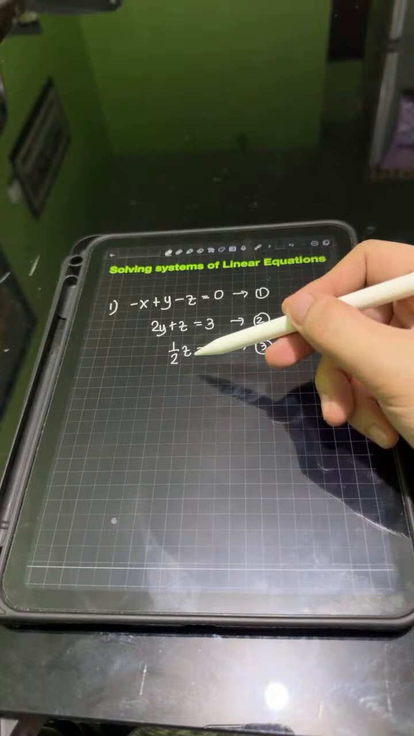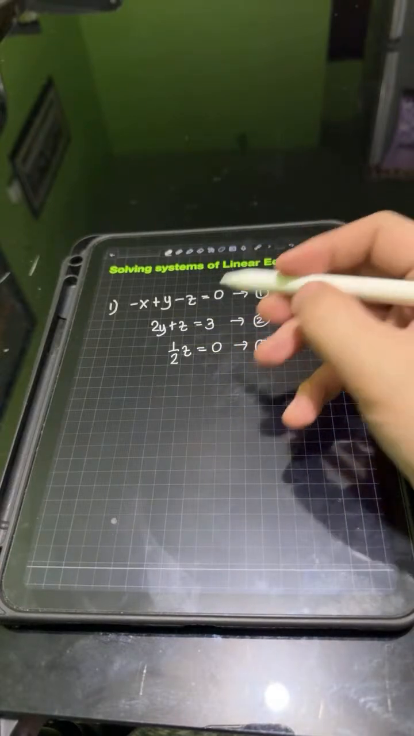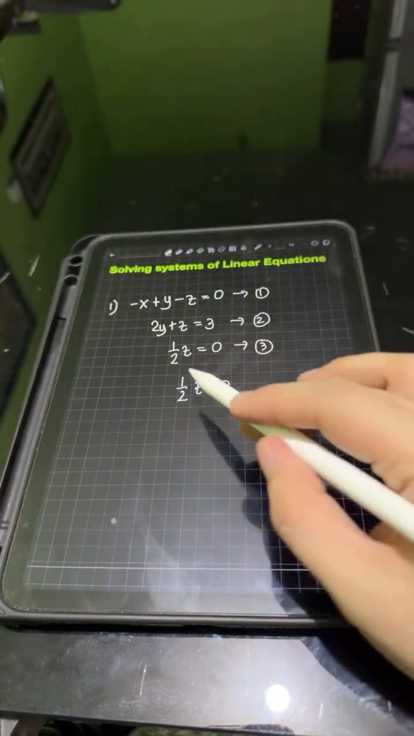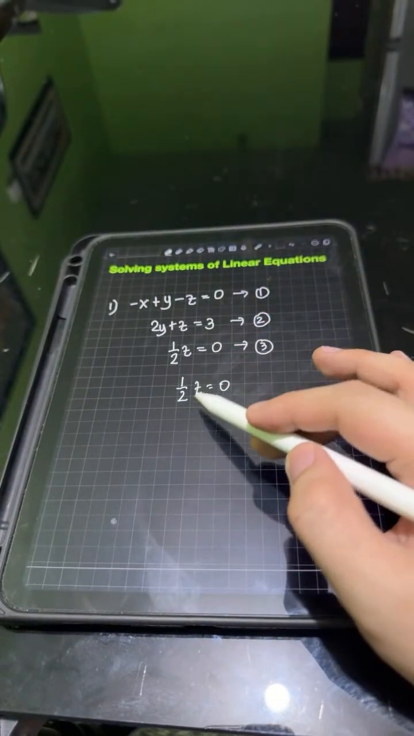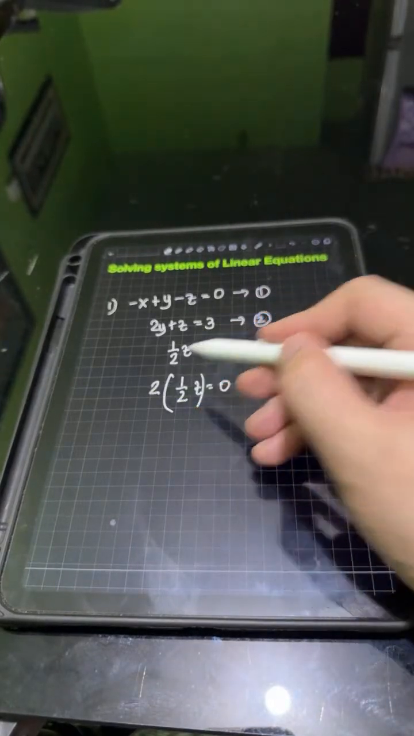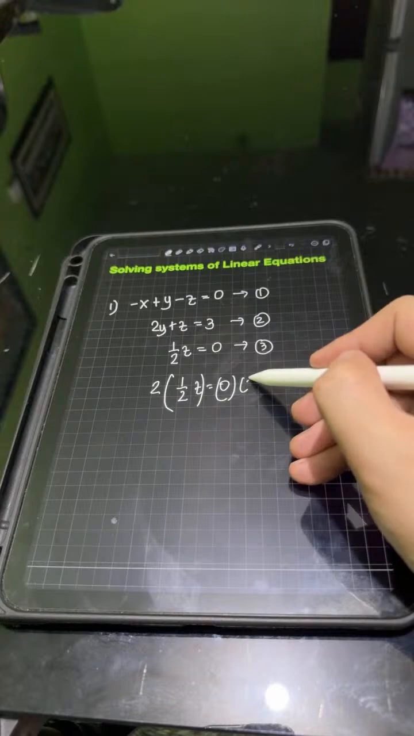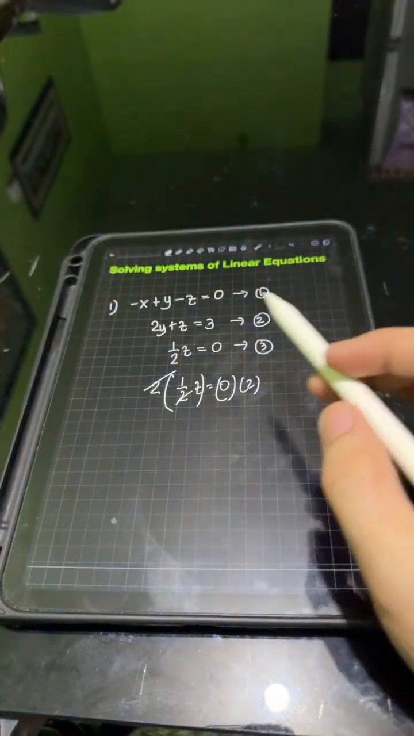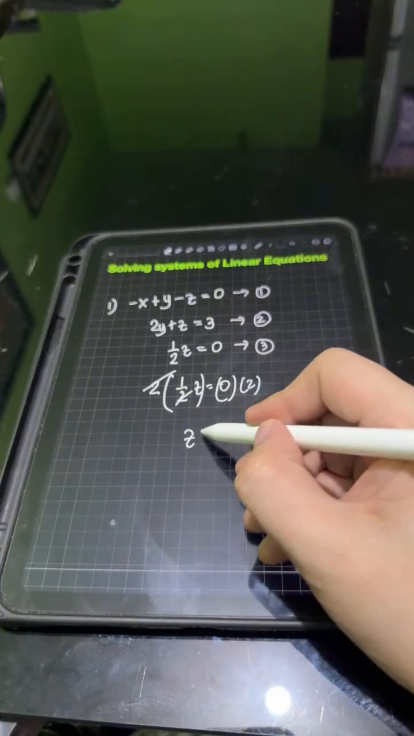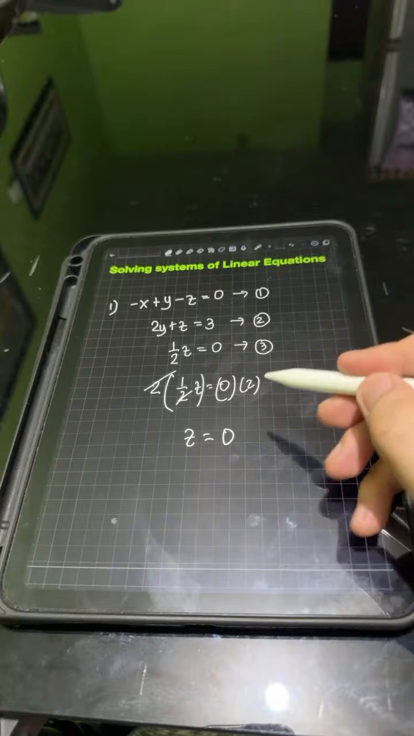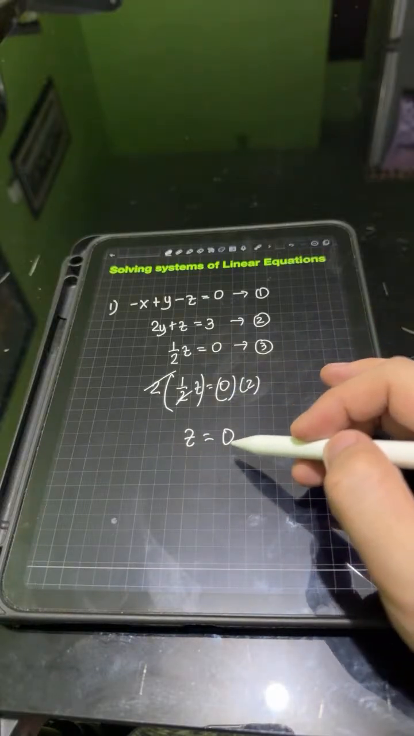So we can multiply both sides of equation 3 by 2 to eliminate the coefficient of z, which is 1 half. So multiplying both sides of equation 3 by 2, 2 times 1 half z, we can cancel out this 2. We now have z equal to 0 times 2 or 0. So therefore, the value of z is 0.